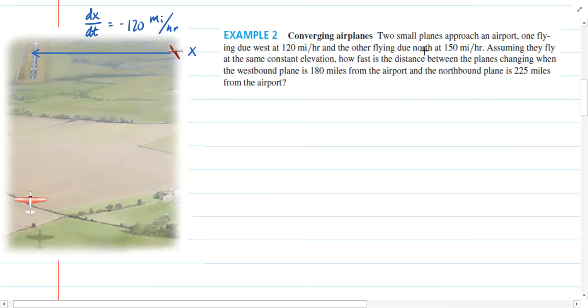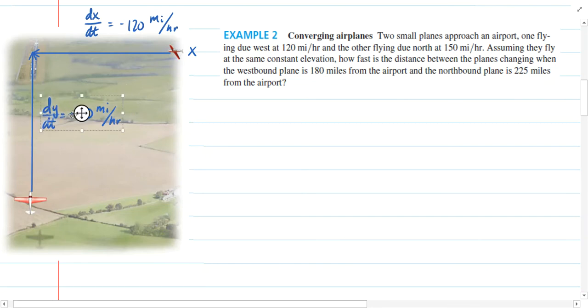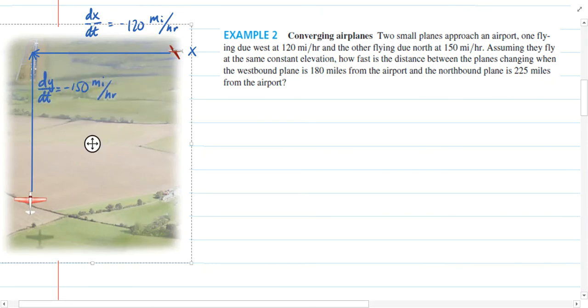Now, the other airplane in this problem is flying due north at 150 miles per hour. So it's flying perfectly north at 150 miles per hour. So I'll call this dy/dt, the change in y position with respect to time. And here again, since the distance to the airport is decreasing, I'll call this negative 150 miles per hour. I'm going to scoot this up a little bit because there's part of the diagram that this might interfere with. So dy/dt is negative 150 miles per hour, and dx/dt is negative 120 miles per hour.